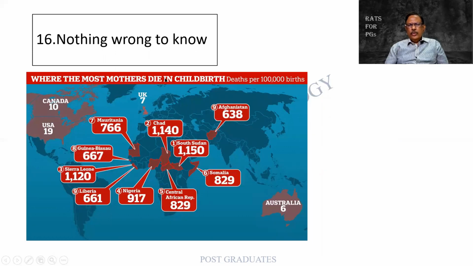There is nothing wrong to know that this is the distribution of the maternal deaths in various regions. So you people can boldly say that it is very common in the African countries, Afghanistan, etc. Low in Canada and the USA. And even in India, it is much lower. Australia, again, it is low. It is concentrating in and around Africa.